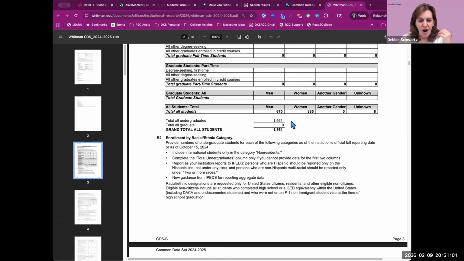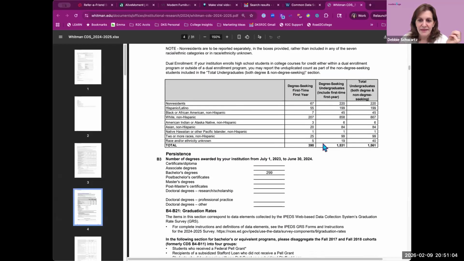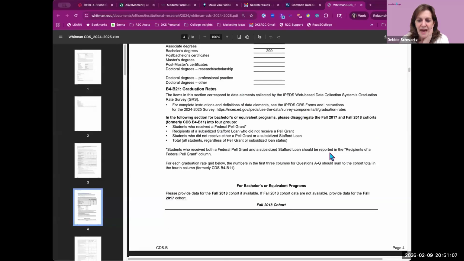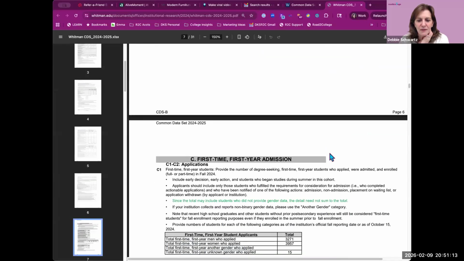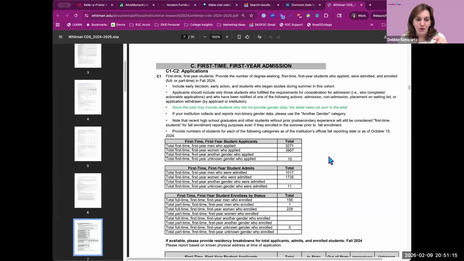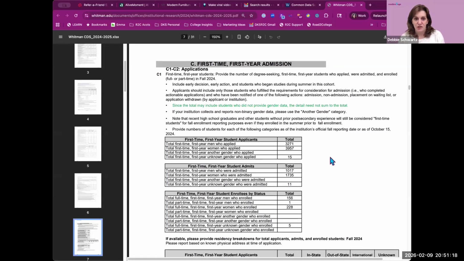So let's move on. Here's the ethnicity breakdown if that's something that's important to you. And I'm just going to keep going. The next section, C, is also an important and interesting section. Here is the admission information. So again, this is for the first-time, first-year students who applied, were admitted, and enrolled in the fall of 2024. So if they enrolled in 2024, it means that they sent in applications in the fall of 2023 or in January of 2024.